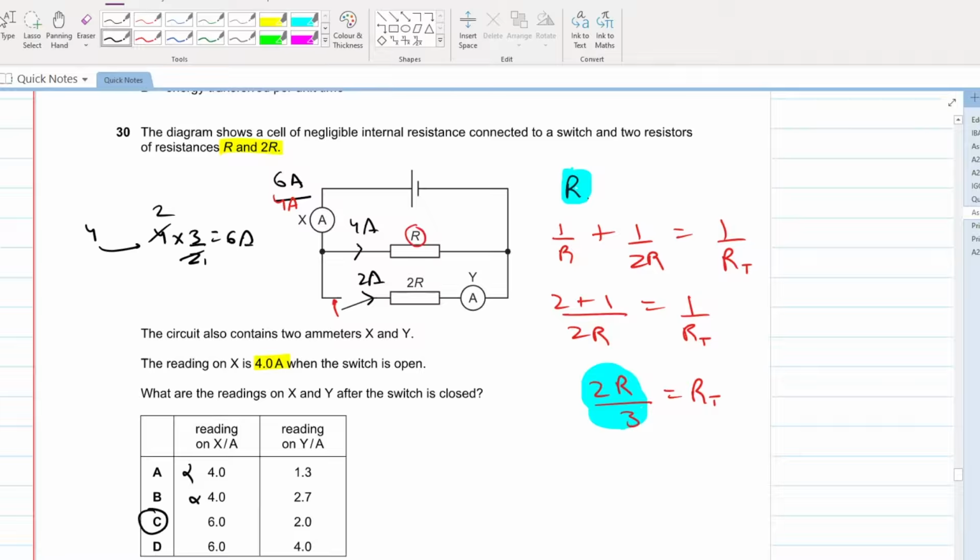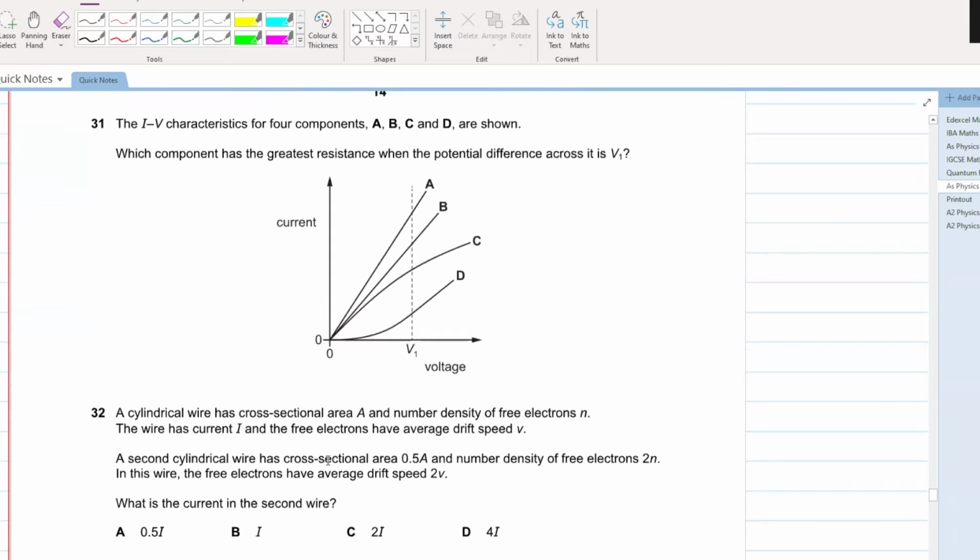Is questions 20 to 30 clear to all of you? Any ambiguities, any confusions here? So the current-voltage characteristics for four components A, B, C, D are shown. Which component has the greatest resistance when the potential difference V1 is applied?